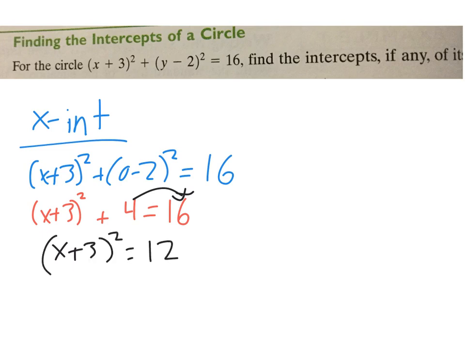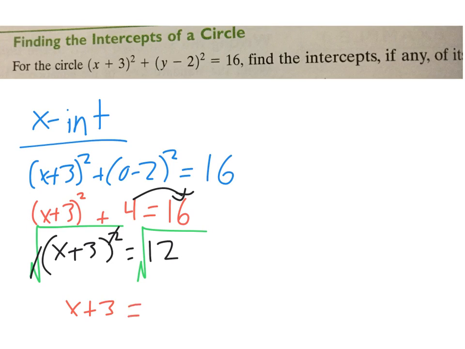Now why is the x not by itself? It's being squared right now, so how can I undo squaring something? Square root of both sides. The square root of something squared, those are inverse operations. And I'm left with just x plus 3. I don't know why I put the parentheses. Drop those.